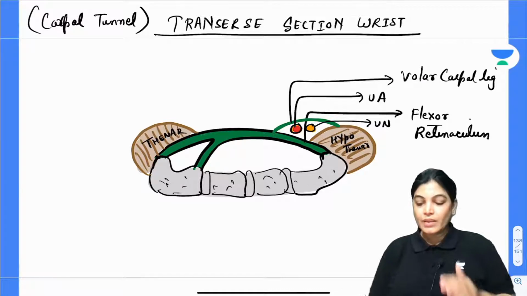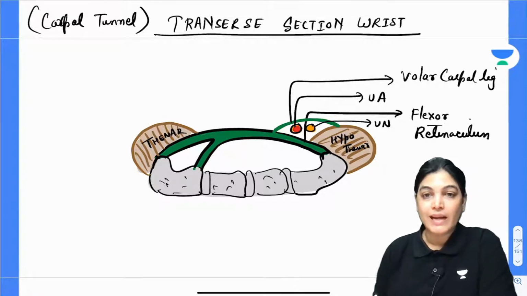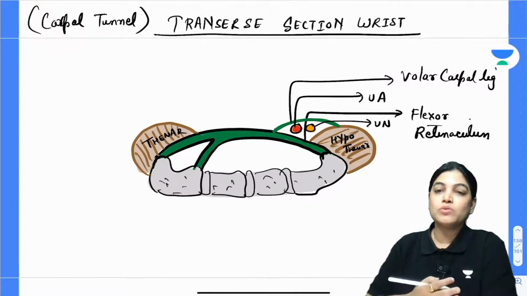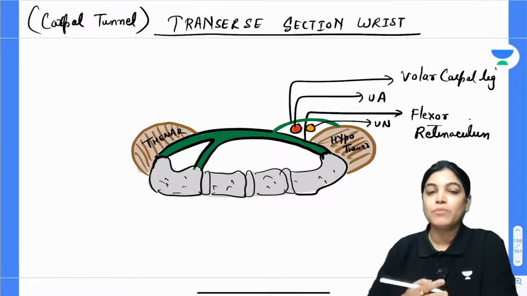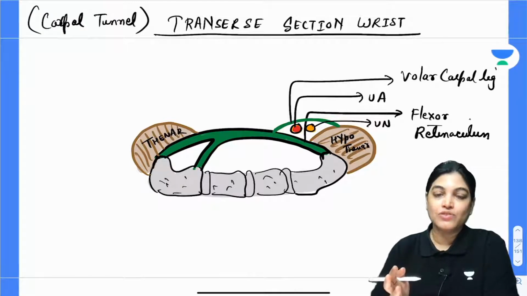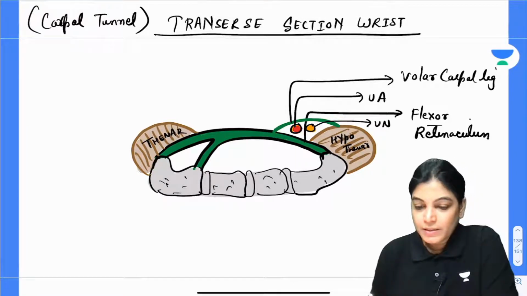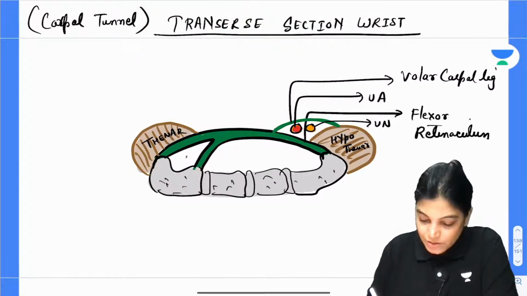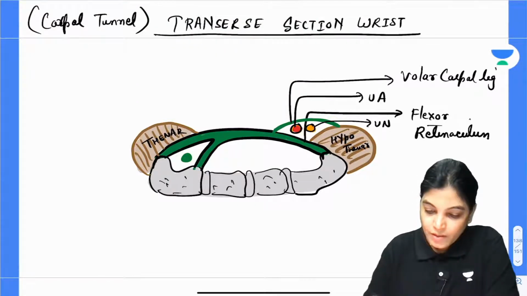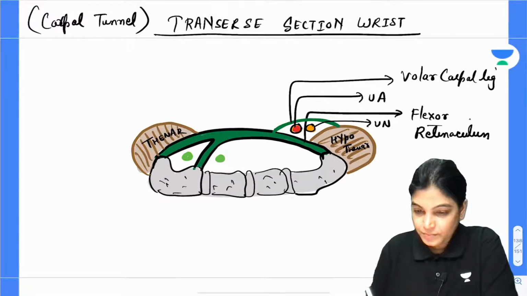Got it? Now let us see the structures lying below or passing in this osteofibrous tunnel, that is the carpal tunnel. I just want to show that the volar carpal ligament is a superficial slip of the flexor retinaculum itself, and below that the ulnar nerve and ulnar artery are traversing. That means they are passing superficial to the flexor retinaculum. Now let us make the tendons. Let me use a different color. This is the tendon which is traversing below it.